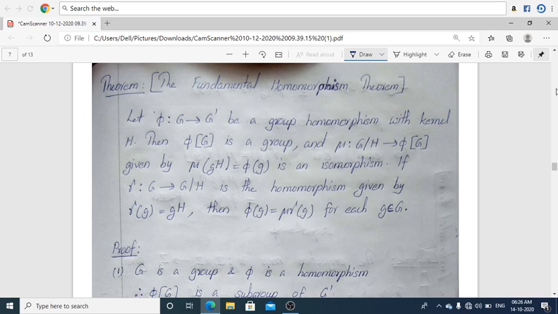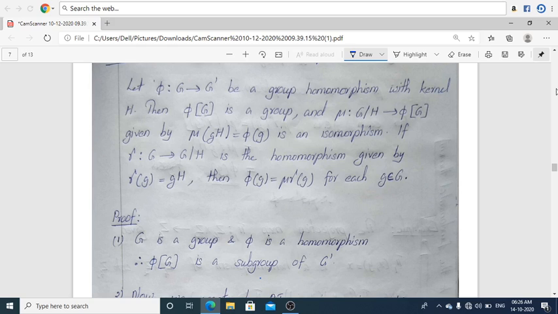And if gamma from G to G over H is the homomorphism given by gamma of G equal to GH, homomorphism നമ്മൾ പ്രൂവ് ചെയ്തതാണ്. Then phi of G is equal to mu gamma of G for each G element of G. Phi എന്ന് പറയുന്നത് mu gamma ആണ് എന്ന് പ്രൂവ് ചെയ്യണം. മൂന്ന് കാര്യമാണ് നമുക്ക് ഇവിടെ പ്രൂവ് ചെയ്യാനുള്ളത്. So first one, phi of G is a group, അതാണ് പ്രൂവ് ചെയ്യേണ്ടത്.